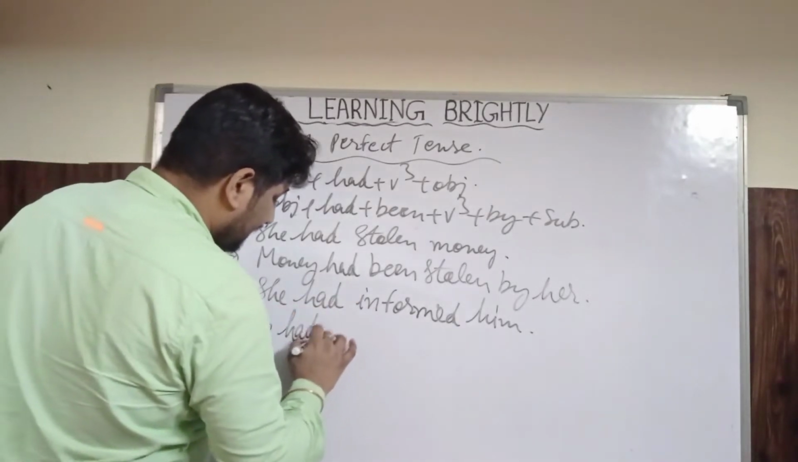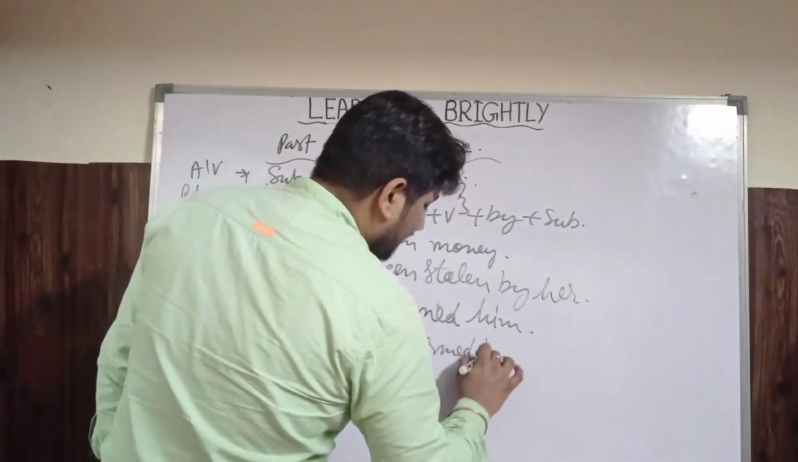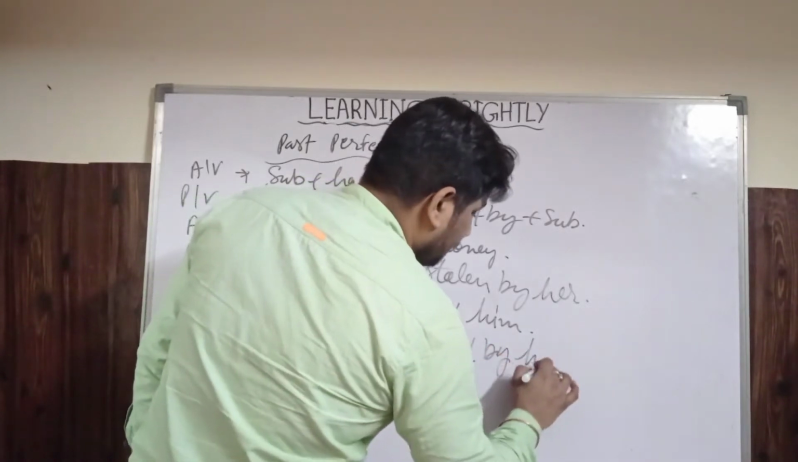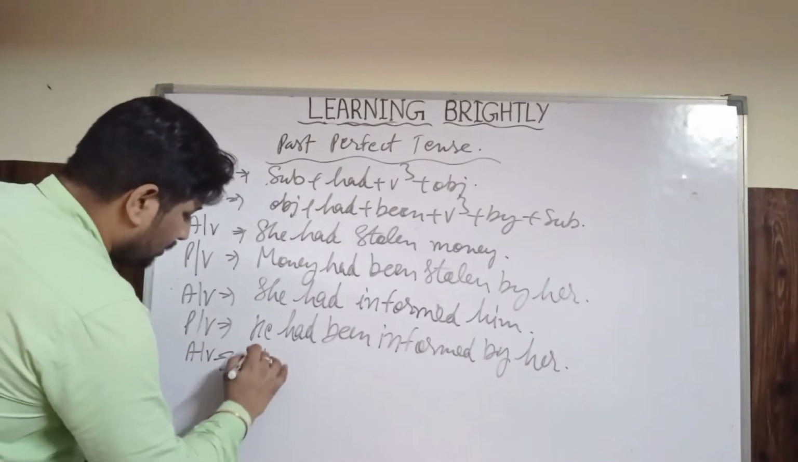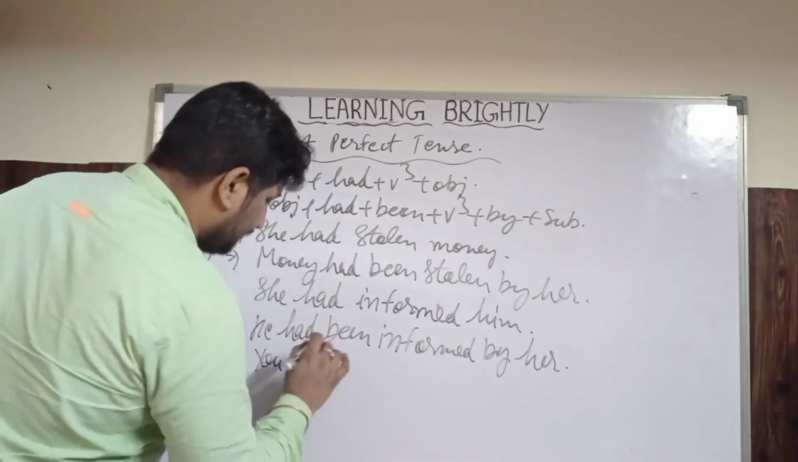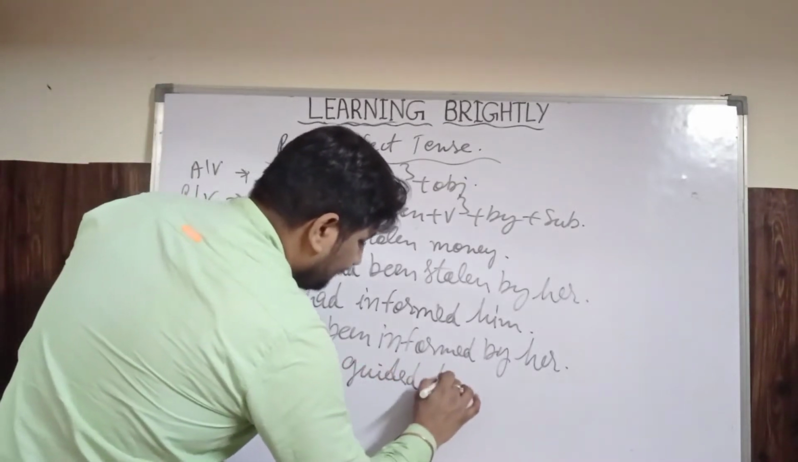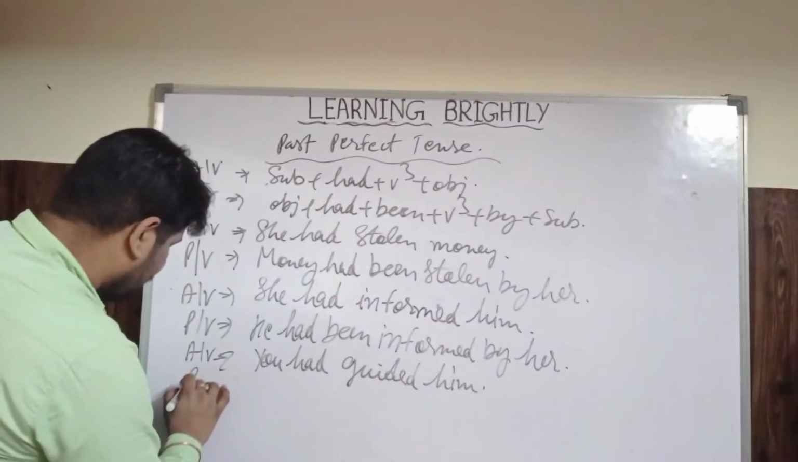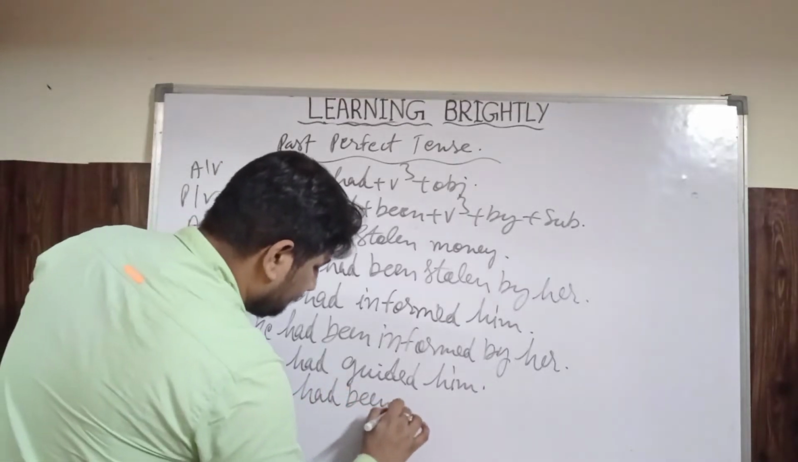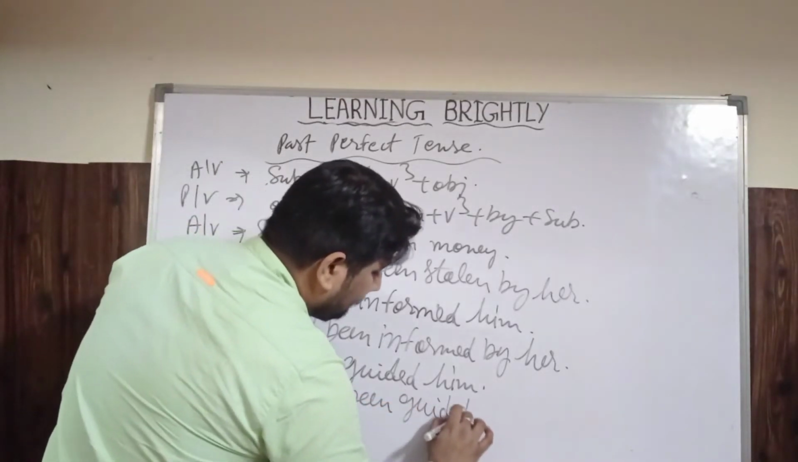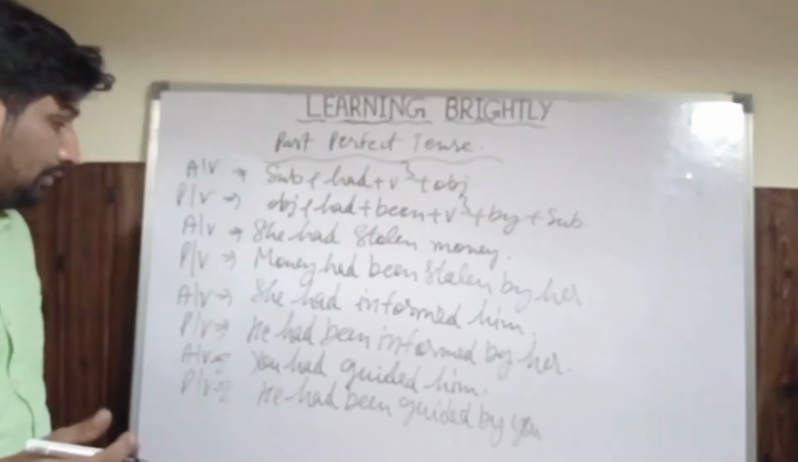He had been informed by her, like this. Next, you had guided him. तुम उसे गाइड कर चुके थे. He had been guided by you. Like this you can make a number of sentences.